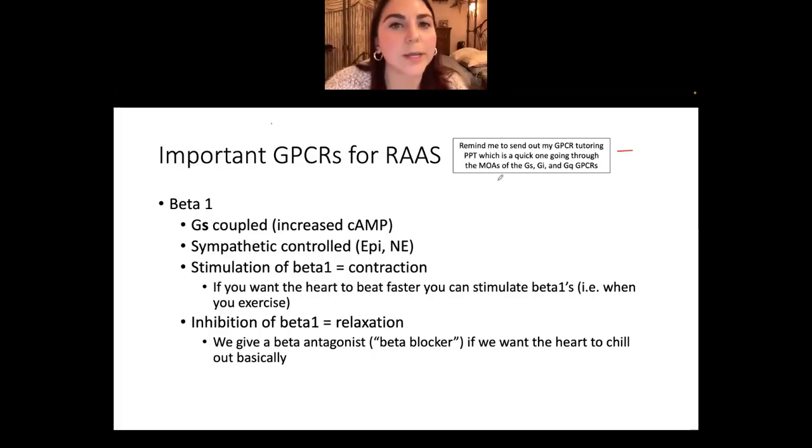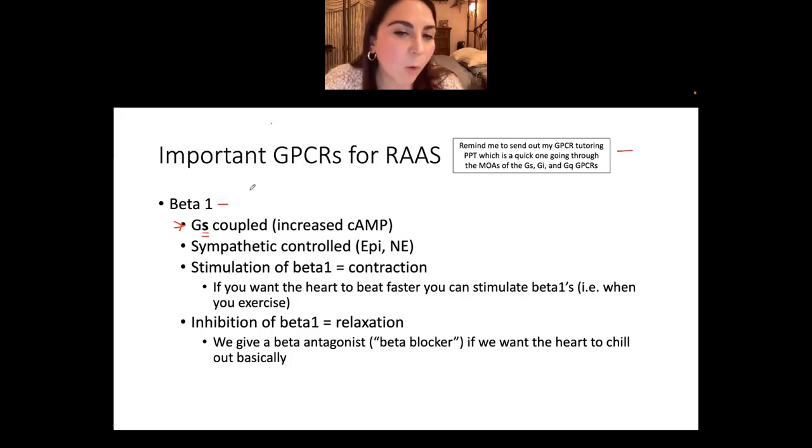But at the very least, I put what type of receptor is relevant in the cardio block and what type of G protein it is. So obviously the most important one is a beta 1 receptor. Beta 1 receptors are coupled to a GS protein. Sometimes you also see G alpha S, they're the same thing, G alpha S, G alpha I, G alpha Q. So if it's GS coupled, that means its second messenger is going to be cyclic AMP, so it's going to increase cyclic AMP. Beta 1 receptors respond to epinephrine and norepinephrine, so these are typically sympathetically controlled receptors.